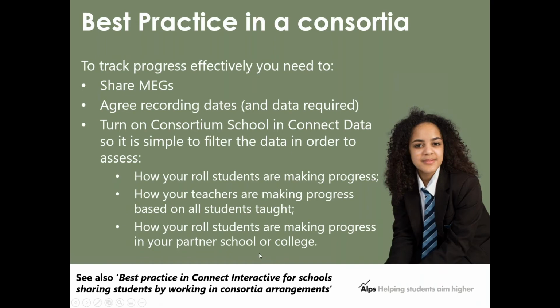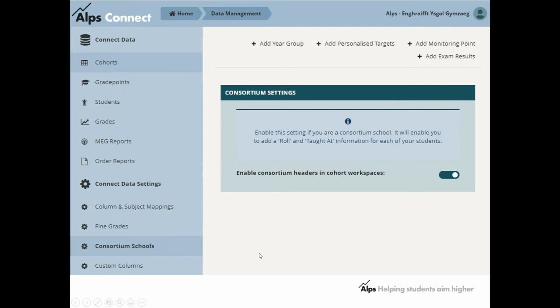But for now, this slide, literally for your data manager, shows them where in Connect Data, which is where they do all of the uploading. This is in Connect Data Settings, in Consortium Settings. This is where they have that button ticked or moved on to enable Consortium headers in cohort workspaces to enable you to add role and taught at information for each student.